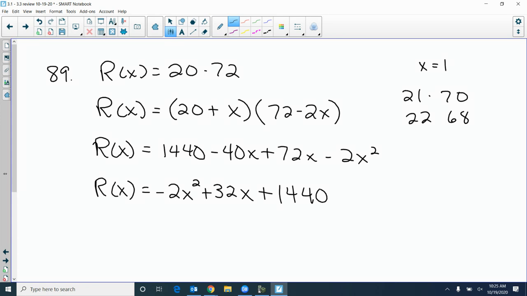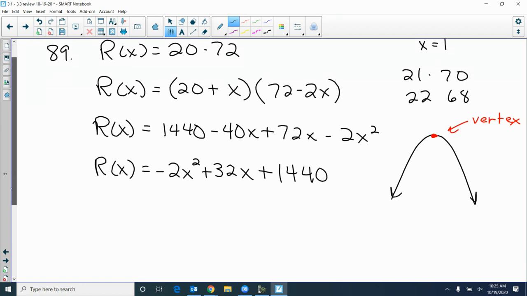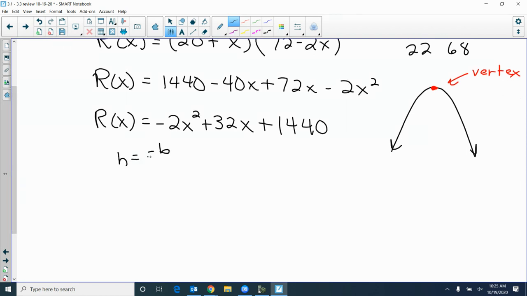Now, this is quadratic, the leading term is negative, so it opens down, which means we're going to have a maximum value. We want to maximize the revenue, and that's going to occur at the vertex. We need to find that. You won't have your graphing calculator, so you'll have to use H equals negative B over 2A. So H equals negative 32 over 2 times negative 2, which is 8.